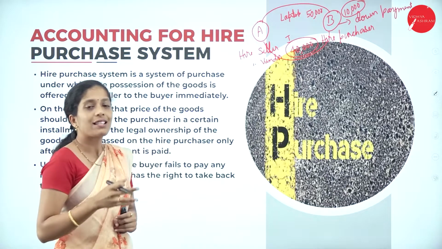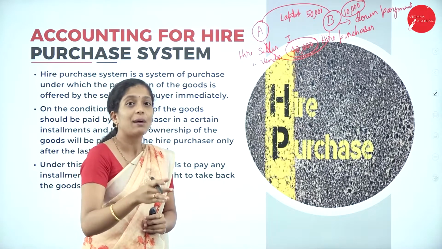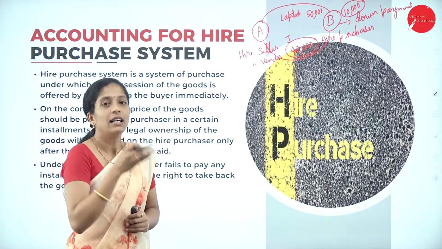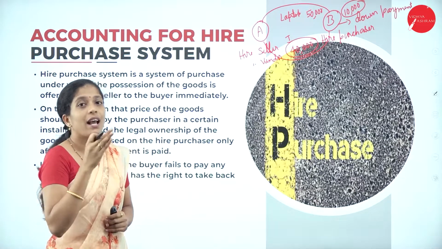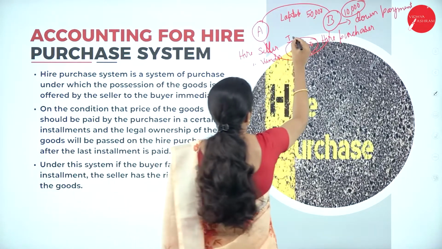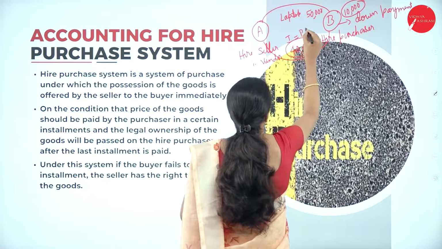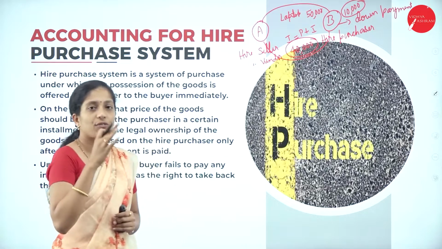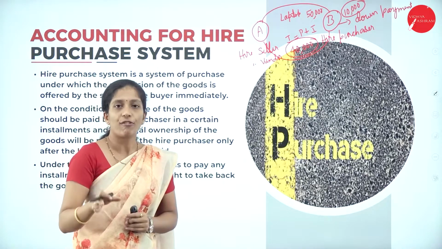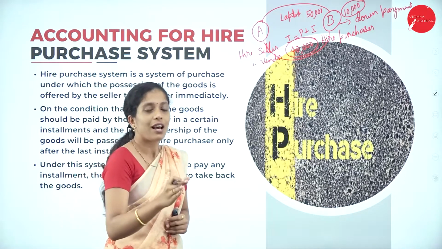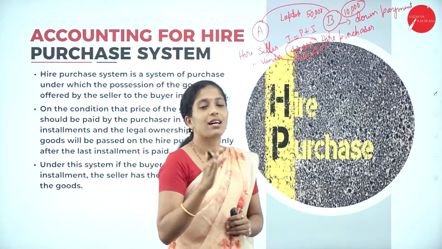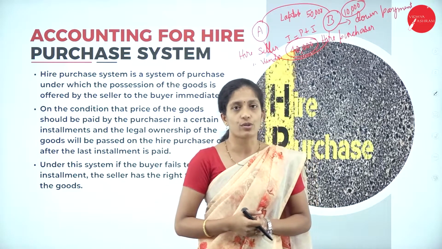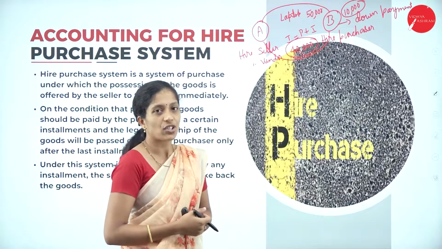So installment will be paid by the hire purchaser to hire seller along with interest. So here installment includes principal plus interest. So this 40,000 will be divided into number of installments. Along with the installment, here the hire purchaser has to pay interest also. So this is about hire purchase system.